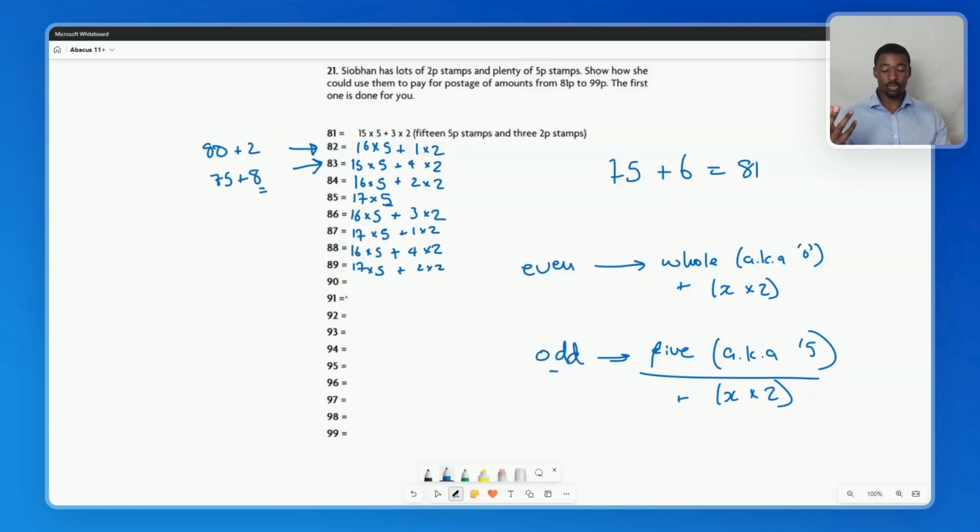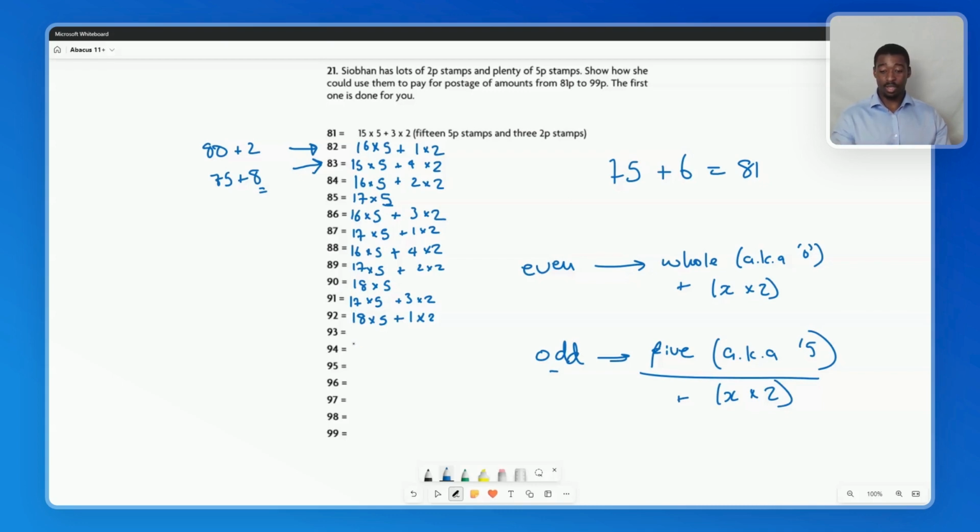90, multiple of 5. We can times 5 by 18, so 18 times 5. 91, we're going to go to 85, so 17 times 5. Add on the remaining 6, so 3 times 2. 92, we're going to go to 90. 18 times 5, it's ending in 0. Add the 2 we need, 1 times 2. And you can see how this is going. So let's just complete it and don't make any silly mistakes.